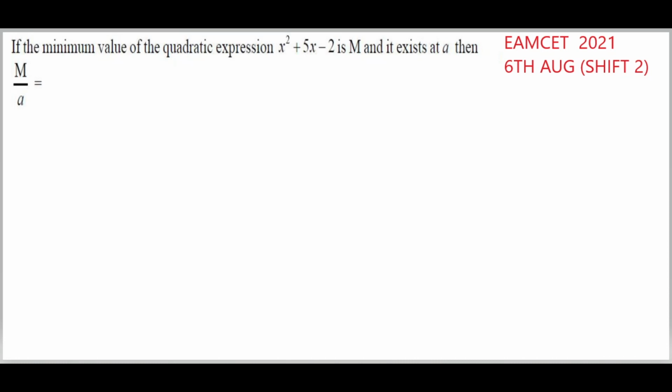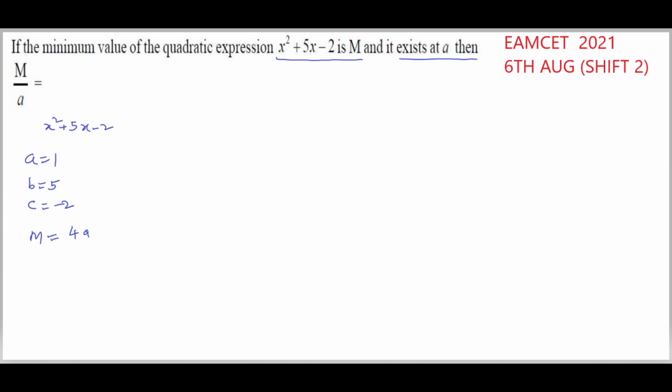If the minimum value of the quadratic expression x² + 5x − 2 is capital M, and it exists at small a, then the value of M by a is. Here the given expression is x² + 5x − 2. So here a is the x² coefficient, that is 1, b is the x coefficient, 5, and the constant term c is −2. Here M is the given minimum value, capital M.